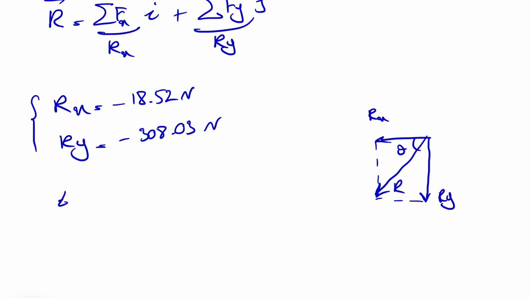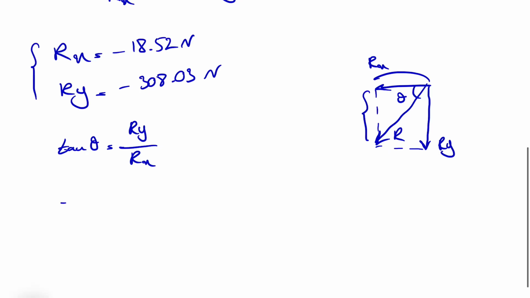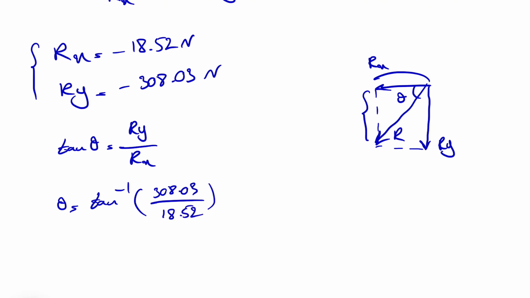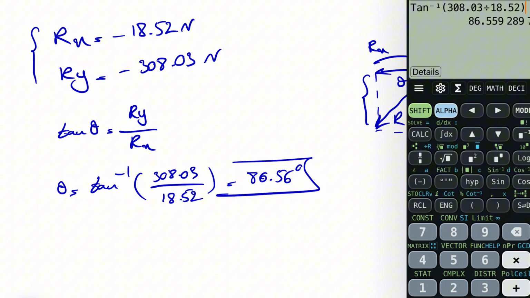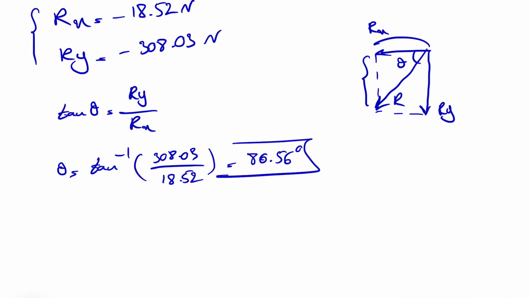We basically have tangent of theta as the opposite, which is this side, or Ry, over the adjacent, which is Rx. So theta would be the tangent inverse of 308.03 divided by 18.52. Let's calculate this. Tangent inverse of 308.03 divided by 18.52 is going to be 86.56 degrees.